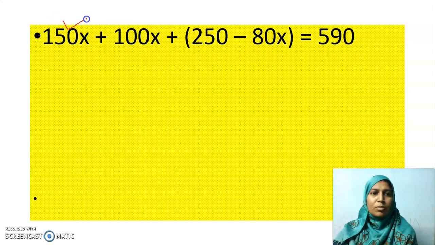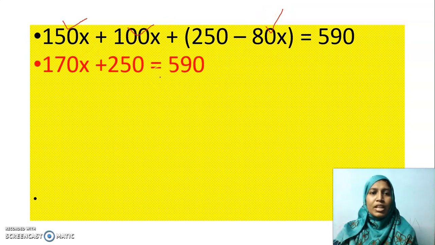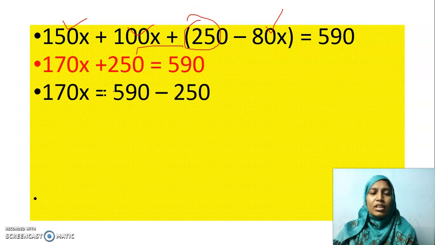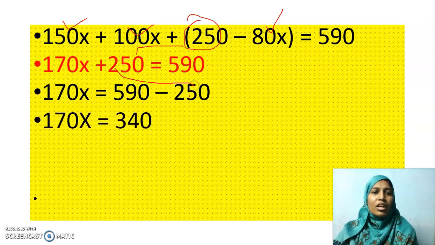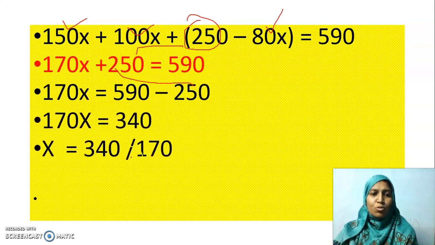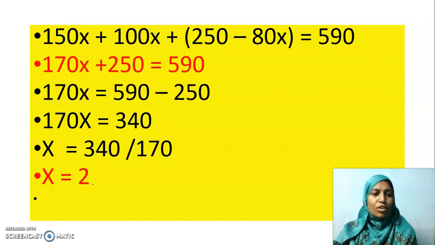How many x terms are there? These and this. Add these two, you will get 250. 250 minus 80, 170. And you will have this 250 alone separately, that you have written here. Is it clear? Now this 250 gets transposed and this 170 will get transposed and you will get x is equal to 2.